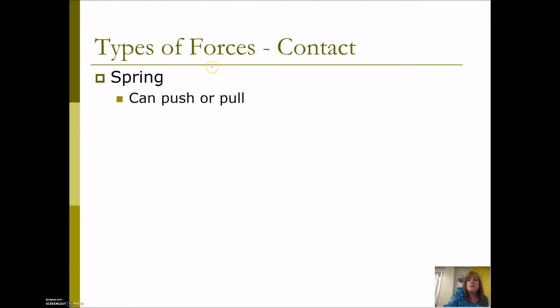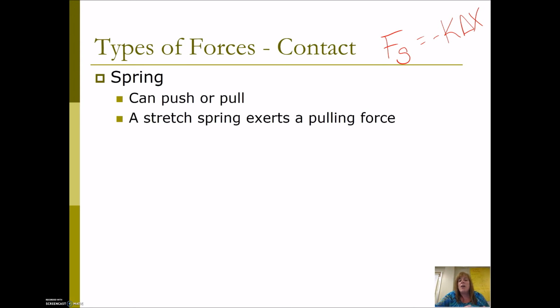Now, the symbol for spring force is F sub S. It is a contact force, that's supposed to be an S. And it does have an equation. The equation for it is negative k delta x. The negative is because it's always in the opposite direction of the change in displacement. We'll talk more about that some other time. So now, like I said, the direction of the force depends upon what I'm doing with my spring.